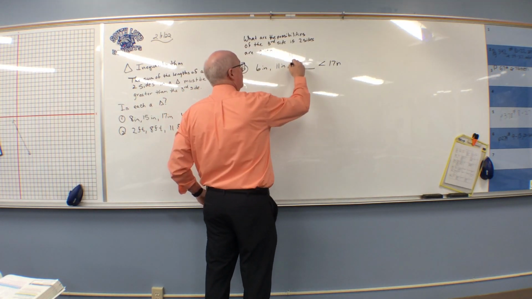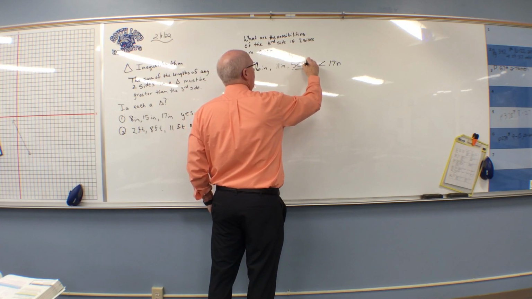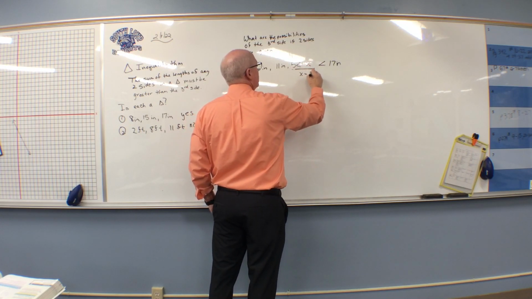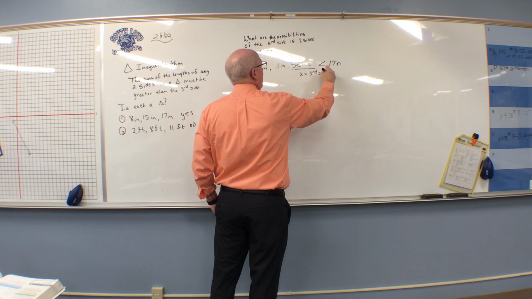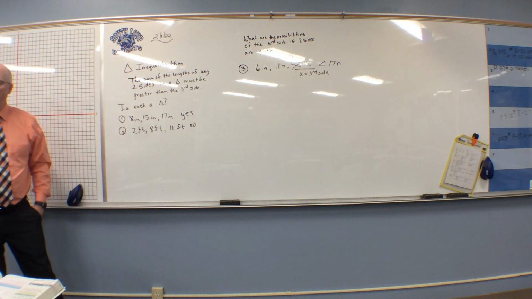5. So it's greater than 5. So the third side we'll call x. X equals the third side. The third side has to be between 5 and 17. So it could be a lot of different things.